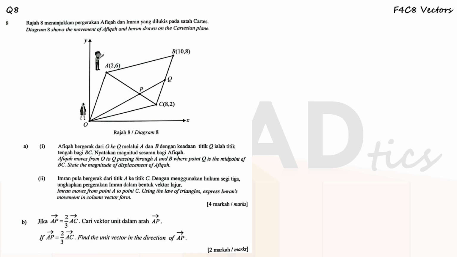And for the next question, it comes from vectors. For part A1, Afika moves from point O to Q, which passes through A and B, and Q is the midpoint of this line. Okay, so this is the route.